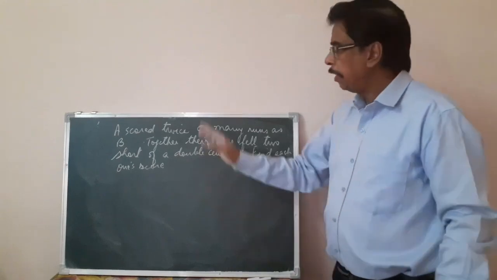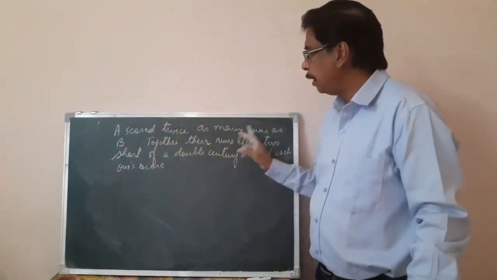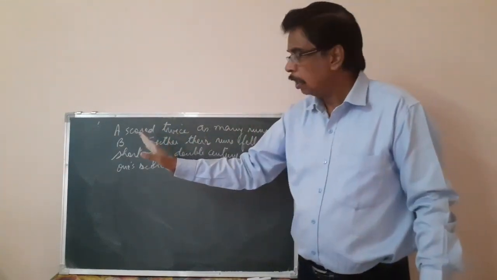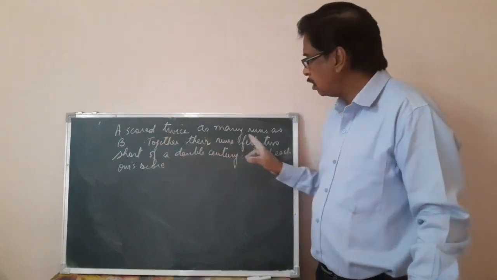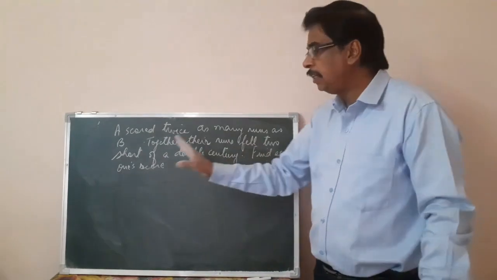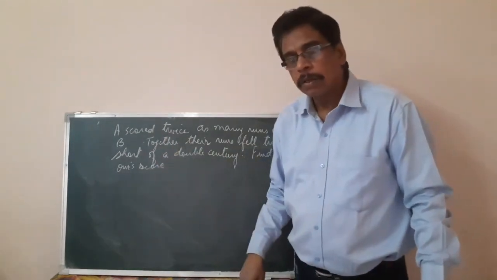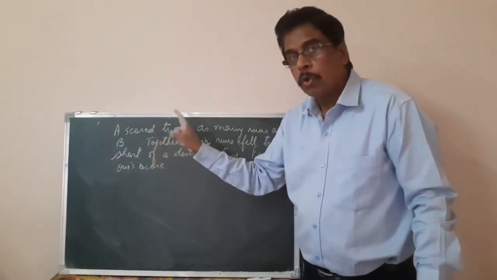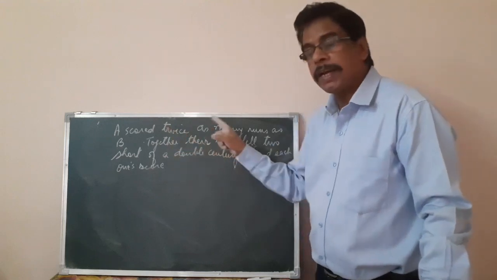Yes, A scored twice as many runs as B. Together, their runs fell too short of a double century. Find each one's score.